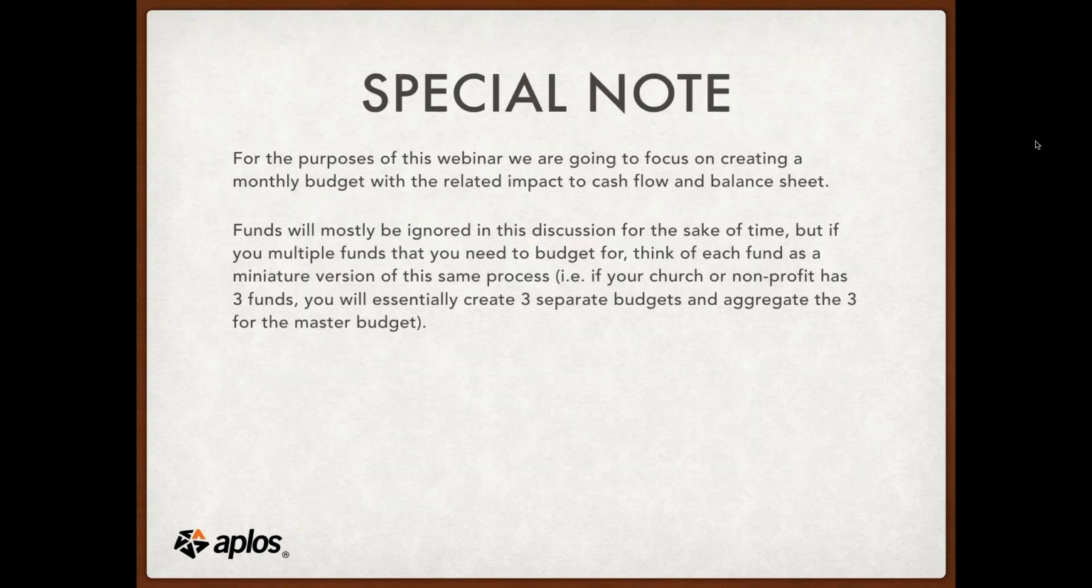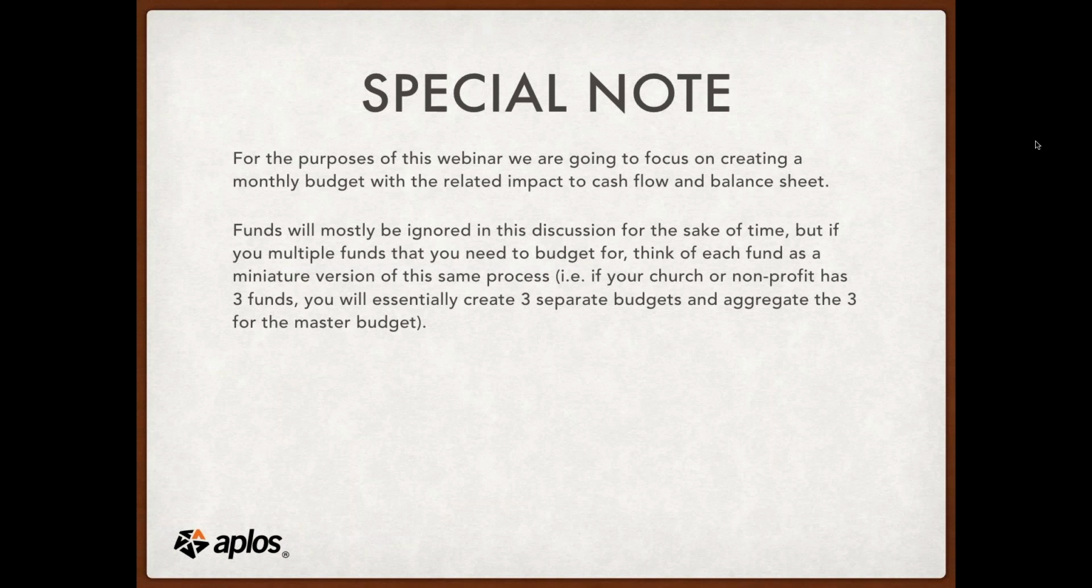That kind of thing. So a special note: for the purposes of today, we're going to focus mainly on creating a monthly budget, forecasted out for 2018, and how that impacts your cash flow and your balance sheet. Because you start with a certain amount of cash at the beginning of the year, and then if you forecast your income and expenses, you've got a forecasted or budgeted net income that you're hoping to achieve for the year. That will then get added to or take away from that beginning cash balance. So budgeting is very much interrelated with the amount of cash that you have on hand.